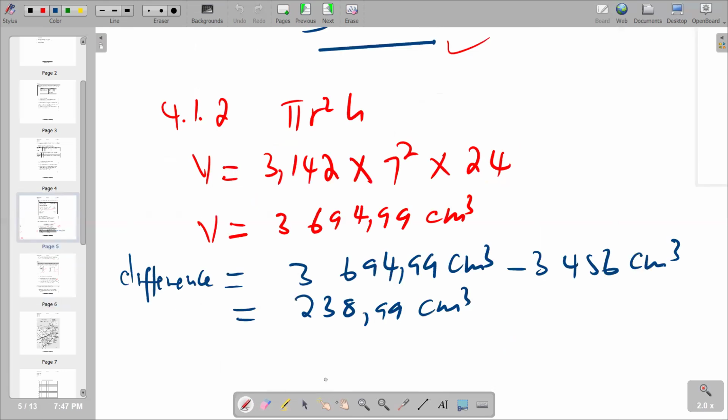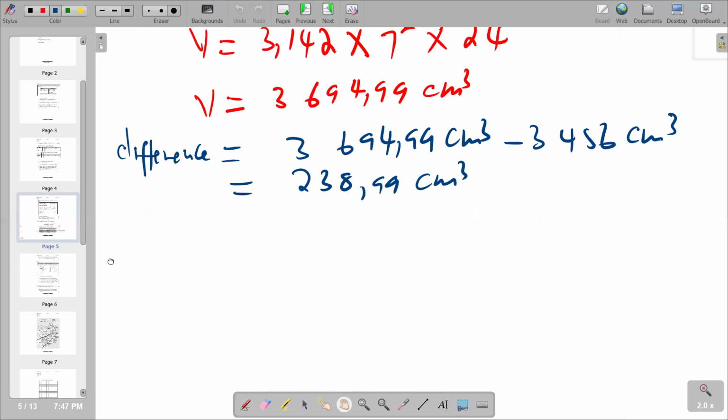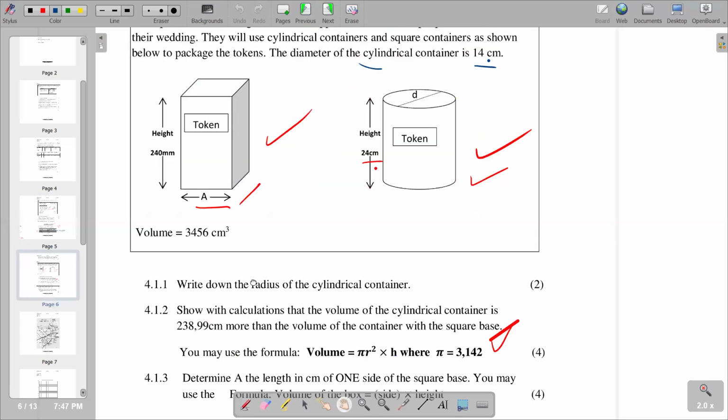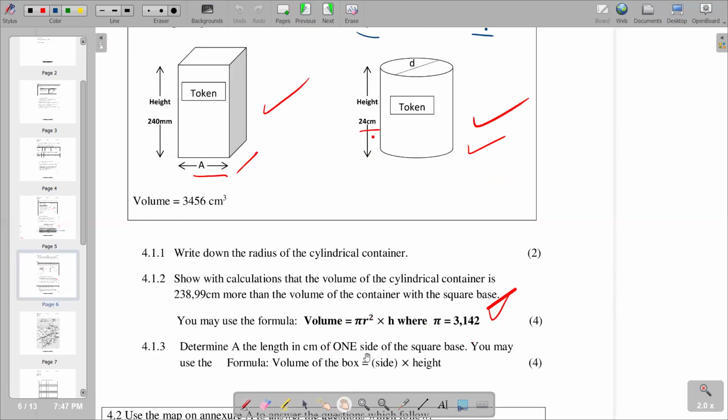And then with that, we can move on to the next part, which reads: determine A, the length in centimeters of one side of the square base. You may use the formula volume of the box is equal to side times height. Volume of the box is equal to, of course, it's supposed to be side squared times height. Remember, the volume of a box is length times width times height, of which we've got two sides that are equal, so it goes side squared times height.